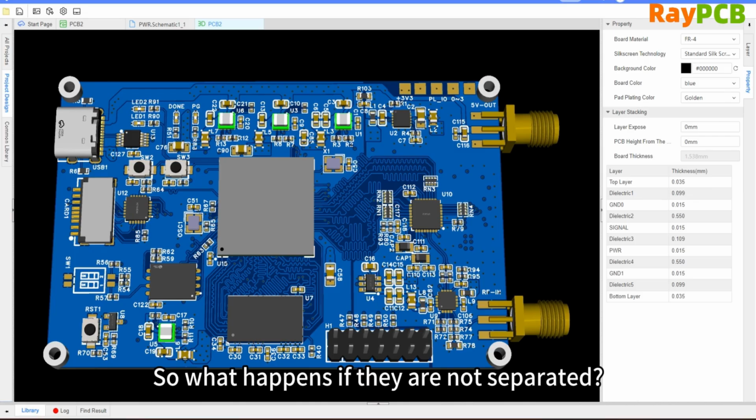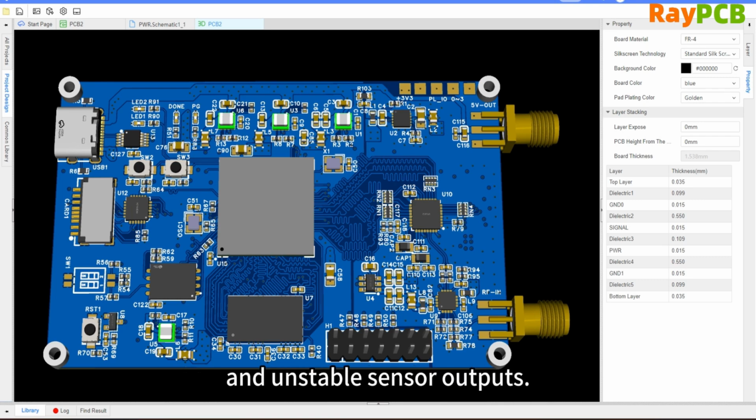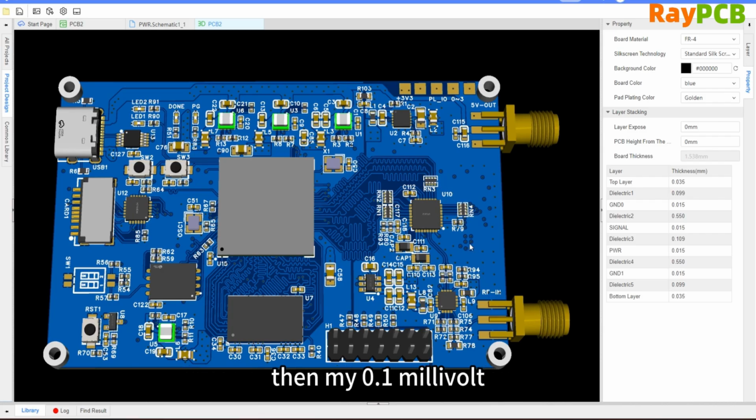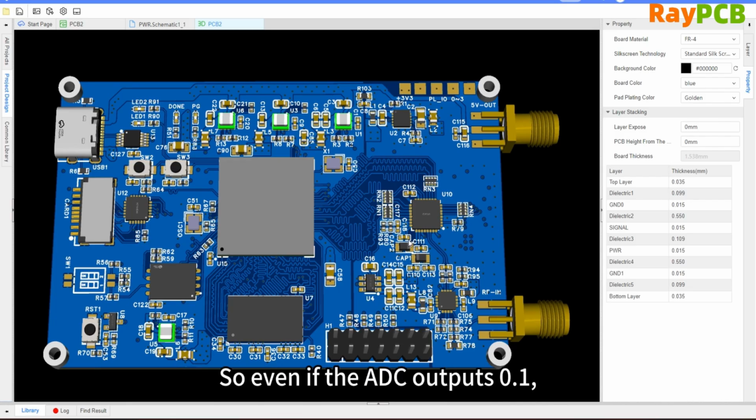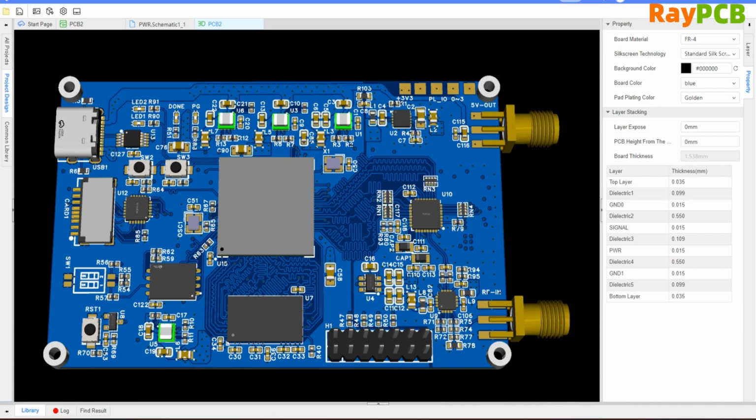So what happens if we don't separate them? First, analog performance will degrade. ADC and DAC conversion accuracy will decrease, audio quality will worsen, and sensor outputs will become unstable. For example, in our analog circuit, the minimum ADC output resolution might be 0.1 volts or 0.1 milliamps. But if the noise level has already reached 5 milliamps, then the 0.1 milliamp ADC output resolution becomes meaningless because the noise itself is 5 milliamps. So even if the output is 0.1, it could actually be 5.1 or 4.9, which greatly reduces the accuracy of the ADC.